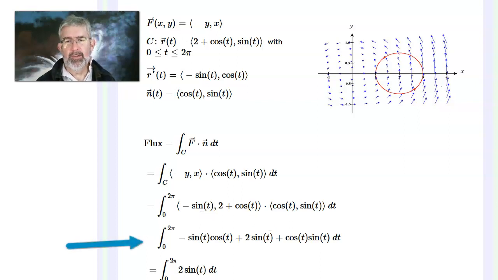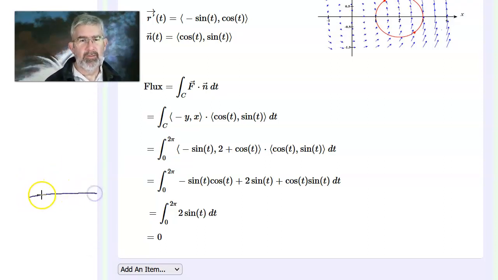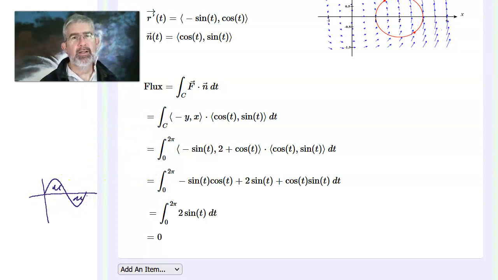Now I can take that dot product to get the cos t times the negative sine t, then plus the sine t times 2 plus cos t, so I got 2 sine t plus cos t sine t. The minus cos t sine t and the plus cos t sine t are going to go away, and I've got the integral from 0 to 2 pi of 2 sine t, and this is equal to 0. You can either do the integral, or personally I look at the picture and I say, hey, I've got a sine of t, which looks like this. From 0 to 2 pi, there's just as much positive area as negative area, and I get 0.